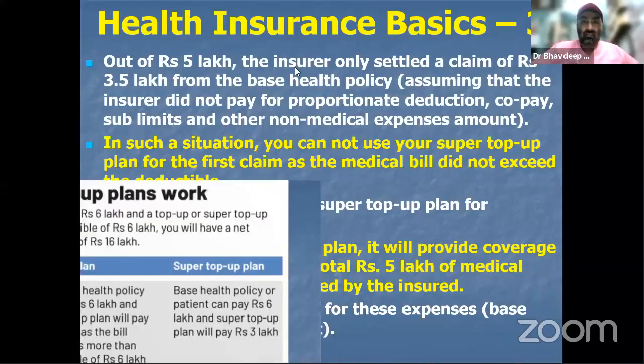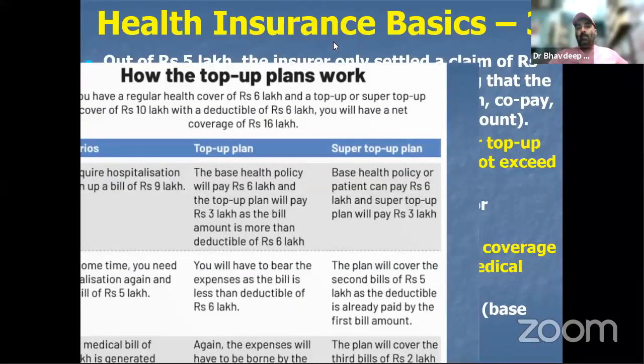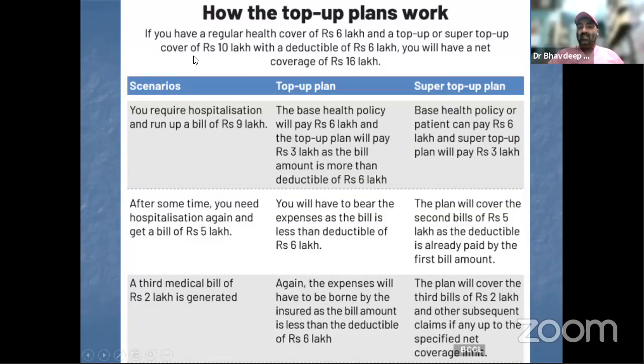So lastly, just try to understand this once again with an example. If you have a regular plan of 6 lakhs and a top-up or a super top-up of 10 lakhs and a deductible of 6, that means your net coverage is 10 plus 6, 16. But the minimum bill or threshold is 6 lakhs.